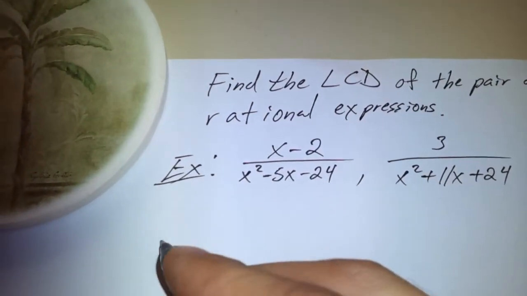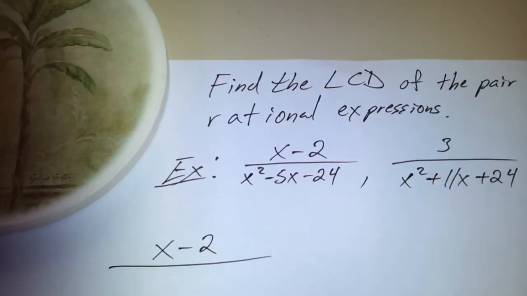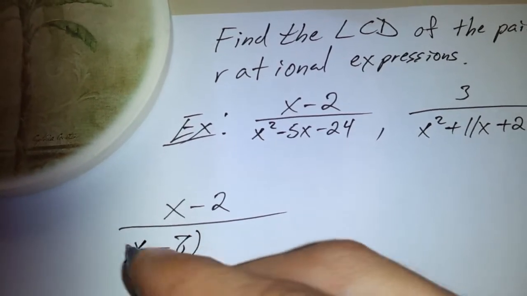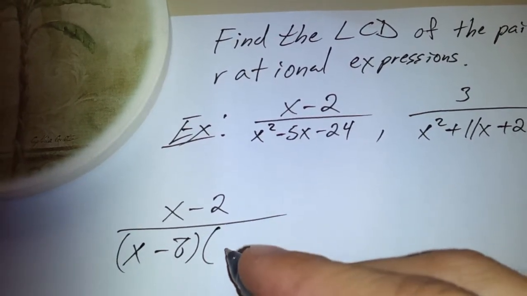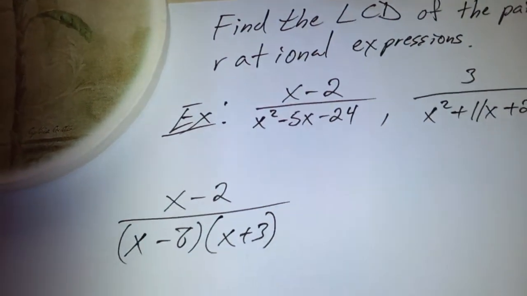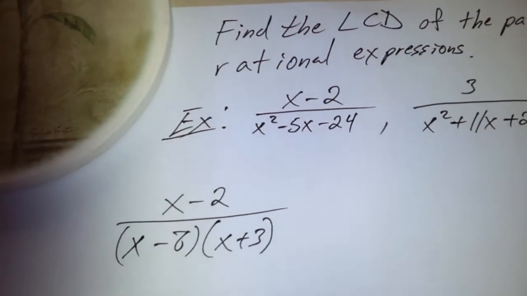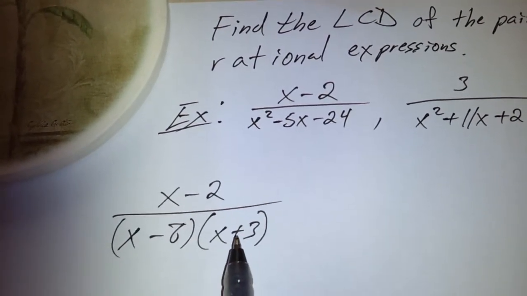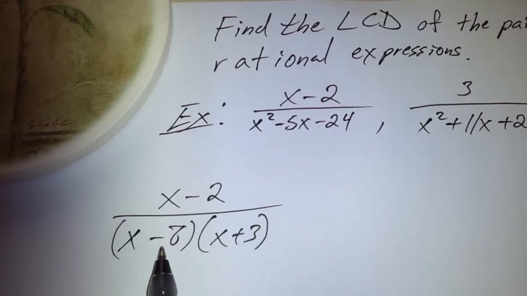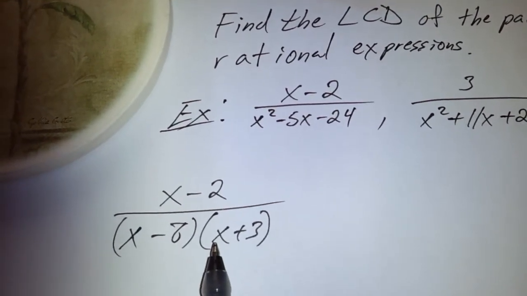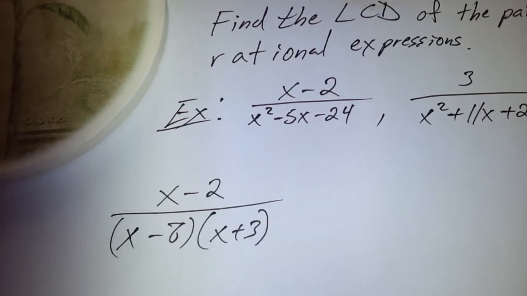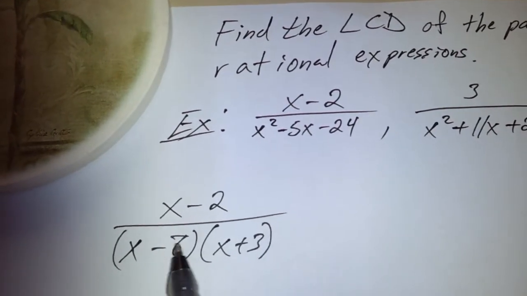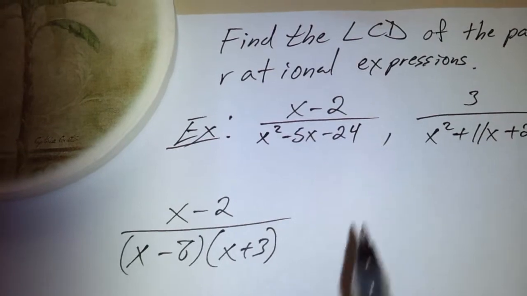The denominator of our first rational expression factors into x minus 8 times x plus 3. Now, how do we know this works out? You do an outer-inner check. You multiply the outers. X times 3 is 3x. Multiply the inners. Negative 8 times x is negative 8x. And then 3x minus 8x does give you negative 5x. And negative 8 times positive 3 is negative 24.